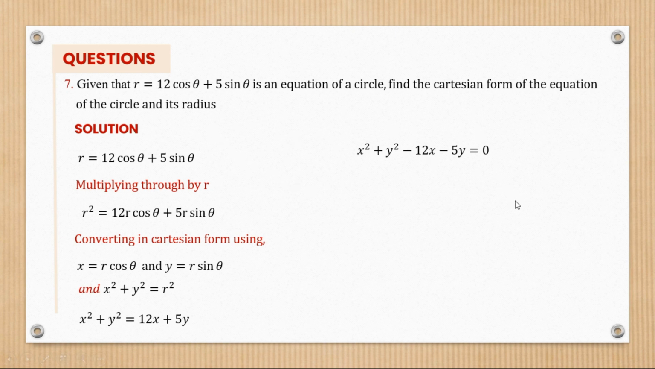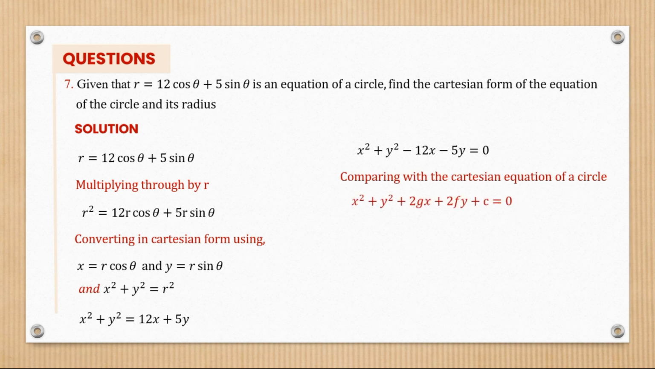But we've been told to find its radius. So first of all, we're going to compare this with the Cartesian form of the equation of the circle. Now we shall see that 2g shall be equal to -12, of which g shall be equal to -6. Then you can also see that 2f shall be equal to -5, of which f shall be equal to -5/2. And we can also see that c is equal to 0, because here it's not given, it's missing, so it's equal to 0.